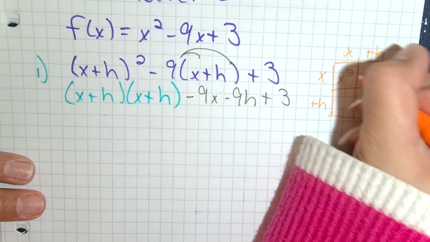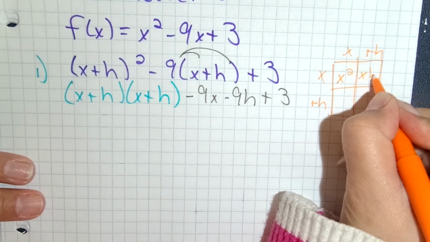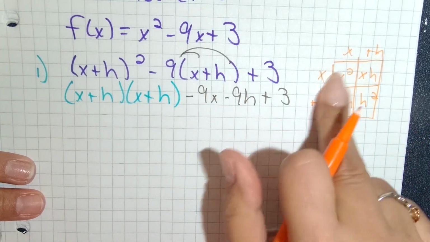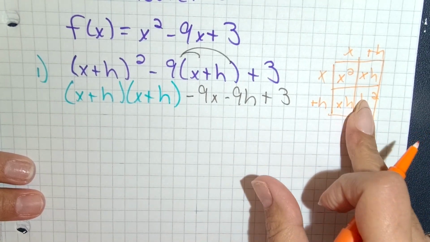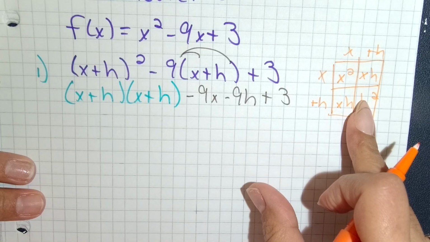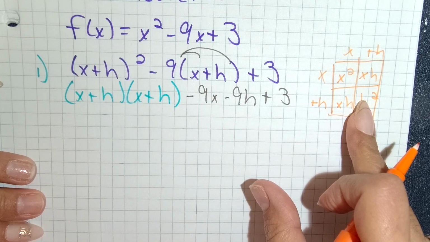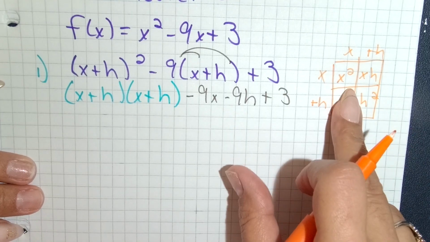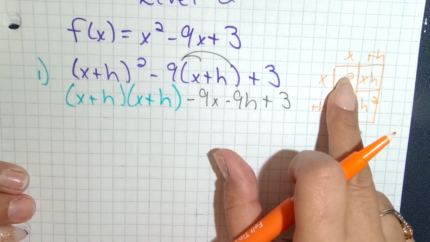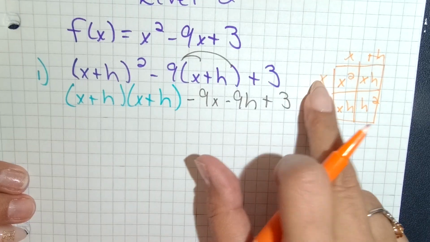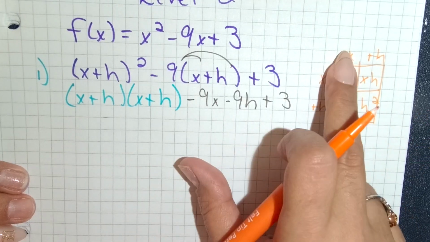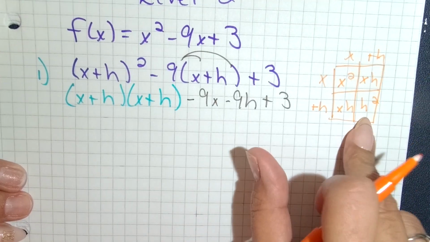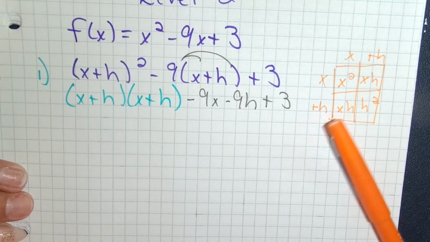So we have x squared, xh, xh, h squared. What am I doing inside each of these boxes? Multiplying. Thank you, Udia. We're going to multiply. X times x is x squared. X times h is xh. X times h, xh. H times h, h squared. Now we can combine like terms.